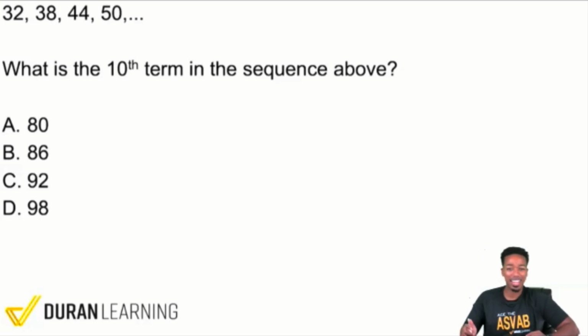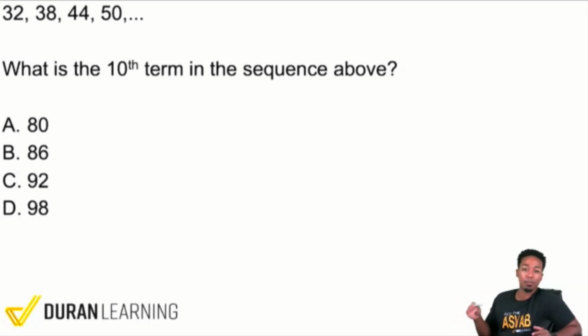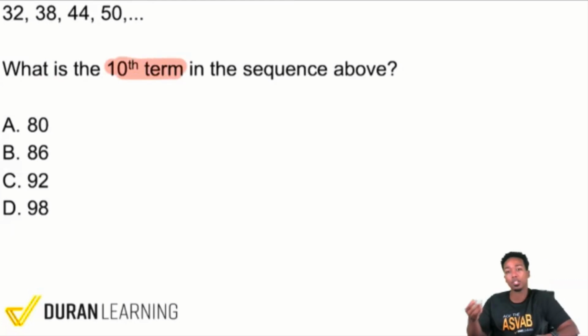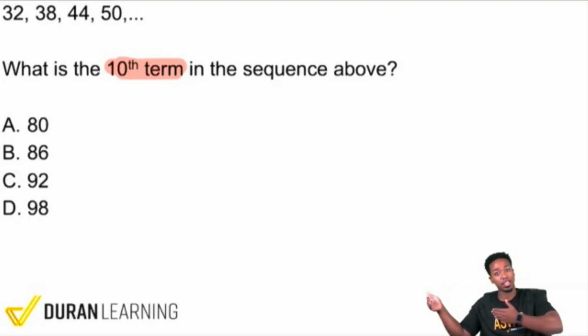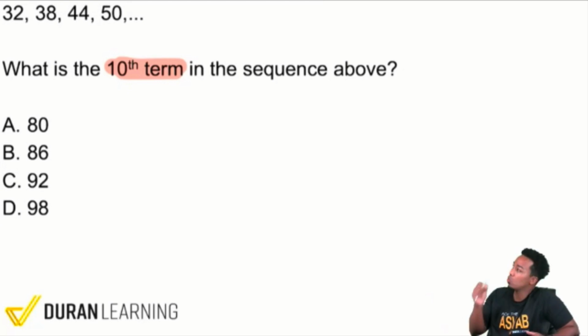All right, welcome back, gang. So we have this one, which again builds off of the previous one, but we have: what is the 10th term of the sequence above? This one is arguably going to be a little harder than the last one, because the last one we just had to find the next term, but now we have to look a little further ahead. So in order to do this, we still need to recognize the pattern.